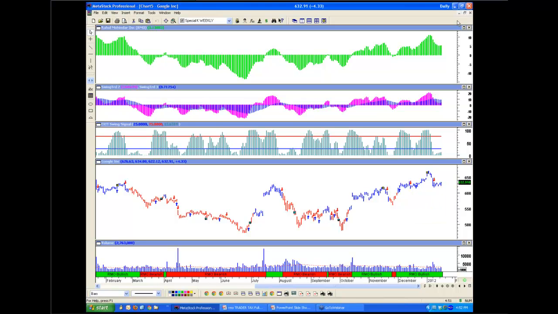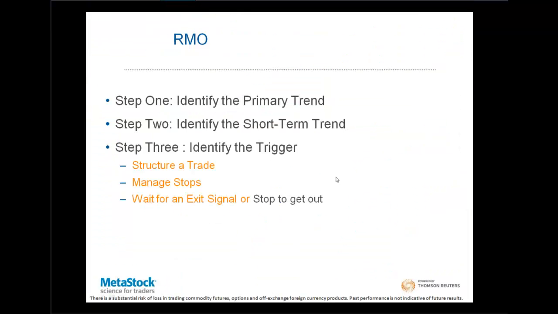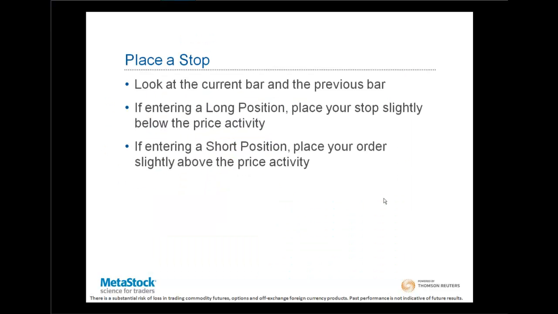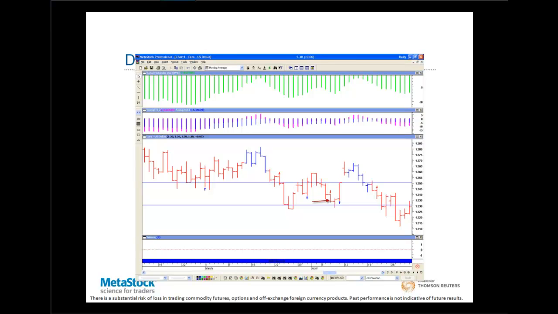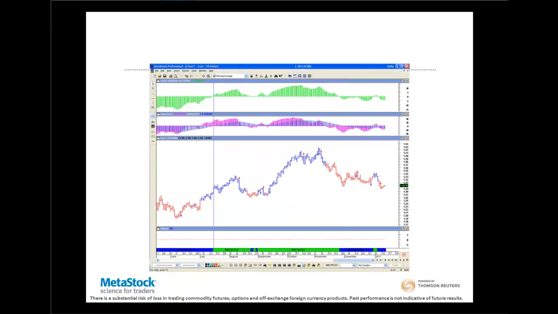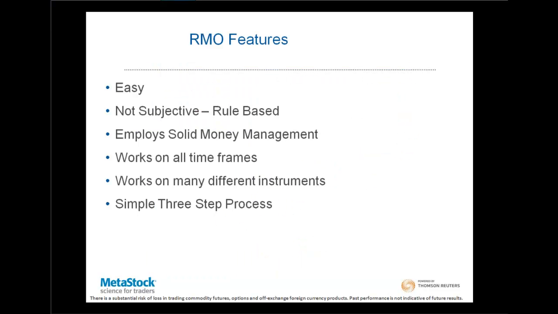Okay, so let's get back into some other things for you. I would recommend, if you want to trade on an RMO and you get MetaStock, that you go through the training video we've got up online. And it's going to tell you exactly what you should be doing. Again, this is what I like about RMO. It's easy. It's very objective. It's very rule-based. It employs solid money management. It works on a lot of different time frames, a lot of different instruments, and it's a fairly simple process. And I hope I was able to convey that tonight.